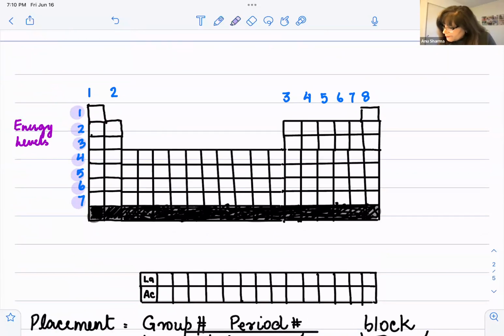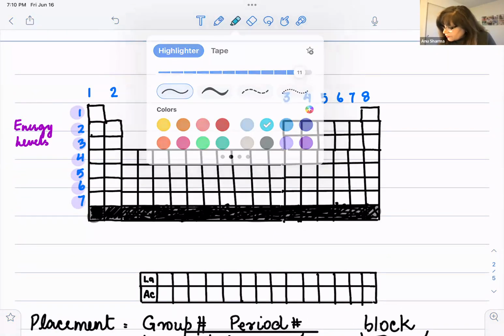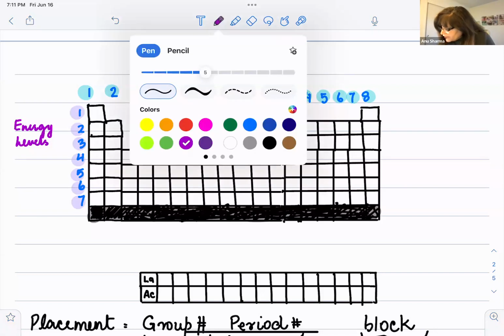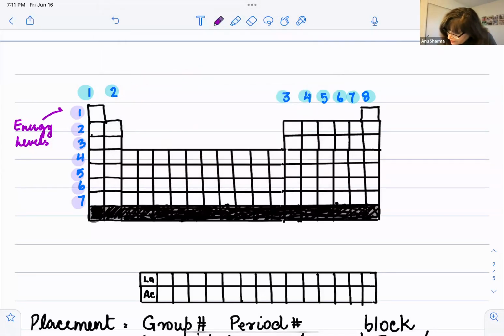Okay. Then what is the next thing? What are these? These are columns. And what do the columns represent? The columns represent the valence shell. So these are energy levels all the way from here to here. The top ones here, all these represent the valence shell.